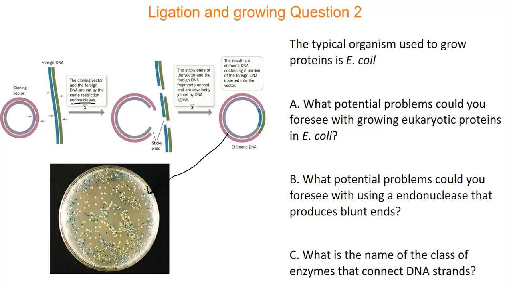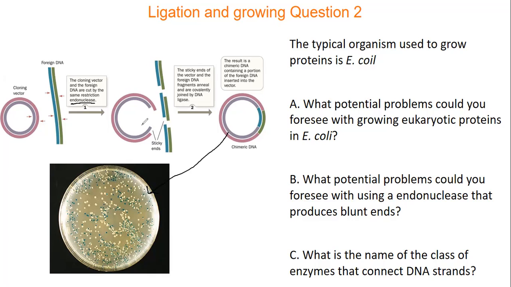What I'm showing here is another type of selectable marker that does not use antibiotics, but uses coloring. It's called a blue-white screen. Here, we just introduce a chemical, and whoever has the vector turns blue, who doesn't turns white. And so you just pick the blue colonies as the ones with the vectors.